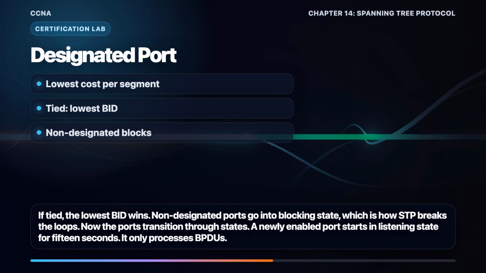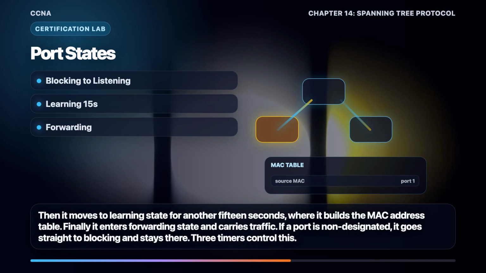Now the ports transition through states. A newly enabled port starts in listening state for 15 seconds. It only processes BPDUs. Then it moves to learning state for another 15 seconds, where it builds the MAC address table. Finally, it enters forwarding state and carries traffic. If a port is non-designated, it goes straight to blocking and stays there.